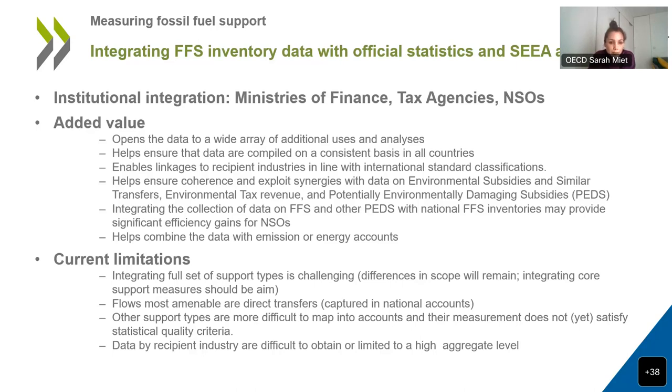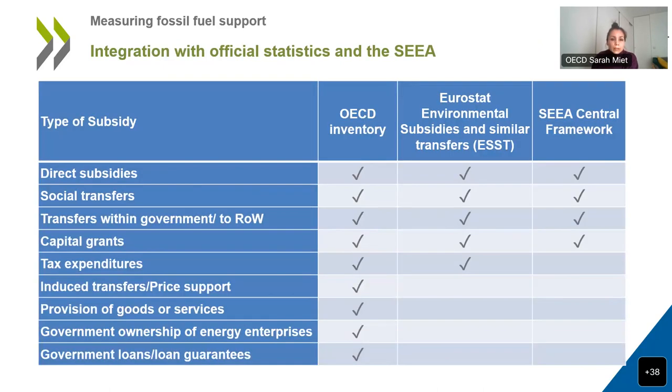There are current limitations, for example, the fact that for the time being, mainly direct transfers are able to be integrated into the statistics. So work remains for other areas, just to show, for example, differences in scope of the OECD inventory, the Eurostat environmental transfers, subsidies, and similar transfers work in the CA central framework. So there are some overlaps, but not everything.